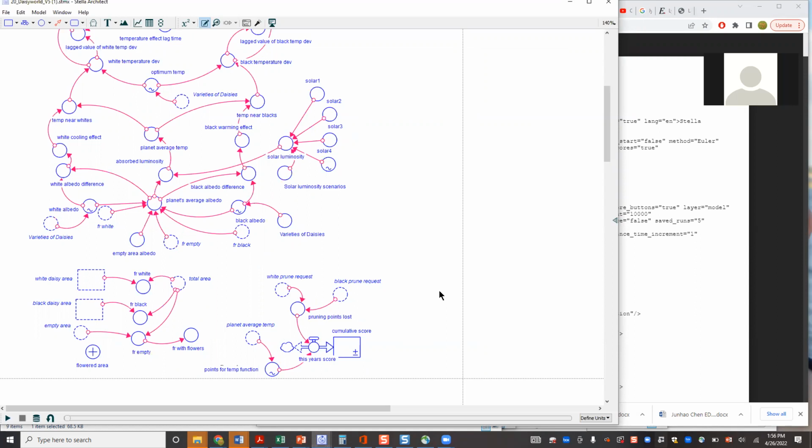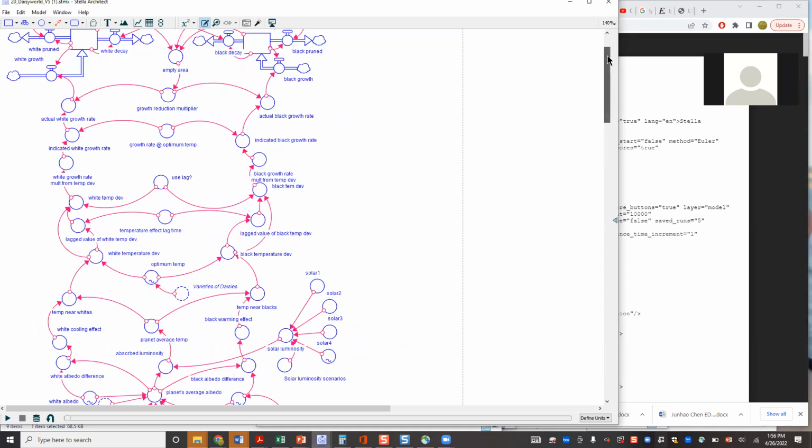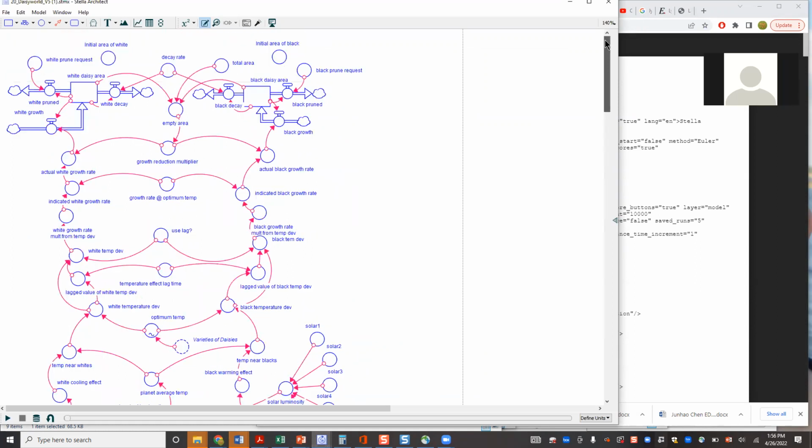Okay, so basically what we're looking at here in the Stella model is a version of this DaisyWorld model. And again, at the top of this model, you can see white daisies and you can see black daisies. It looks a little bit more complicated. There are all these different connectors and everything. And those connectors are basically allowing us to create an interface for this model that allows people to interact with the model.